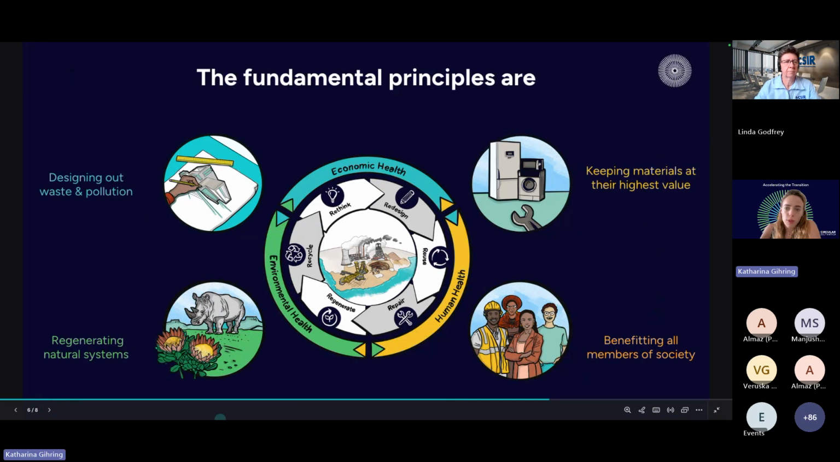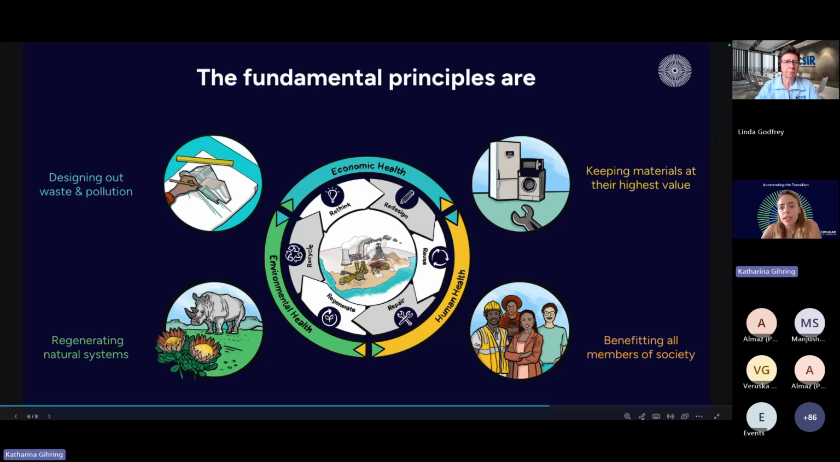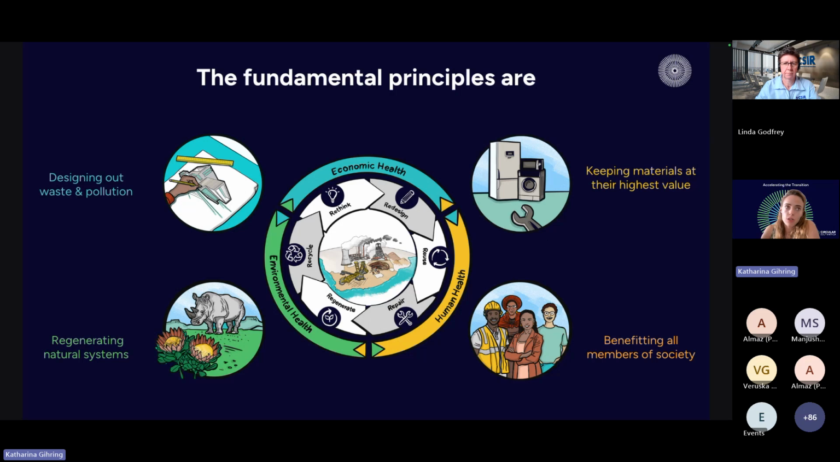As always, we need to mention circular economy. We don't understand it merely as recycling or waste management, but really it is intentional design of products and services. And it has 3 globally accepted fundamental principles around designing out waste and pollution, keeping materials at their highest values, regenerating natural systems, and we always add the fourth principle to it, which is benefiting all members of society, to also speak about the social element of a circular economy that is definitely needed.